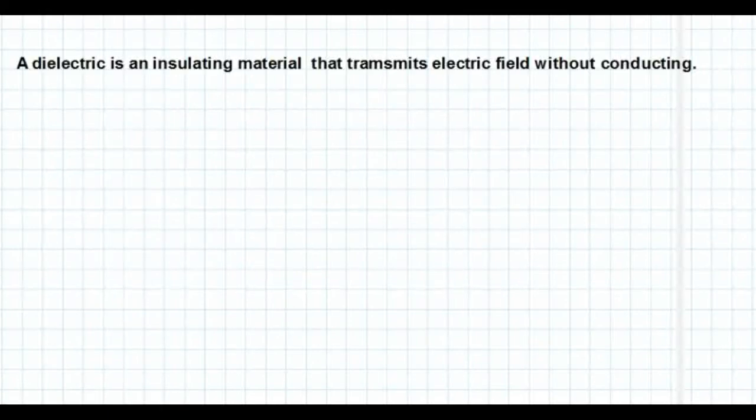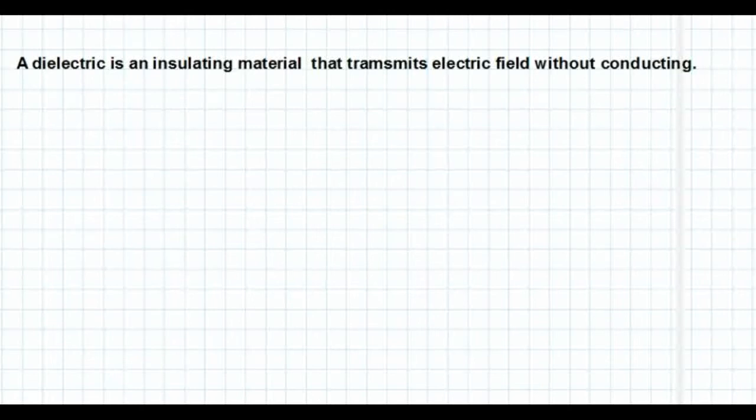As already told, a dielectric is an insulating material that transmits electric field without conducting. All of us know what an insulator is. An insulator will not allow the passage of electricity. So a dielectric is such an insulating material that transmits electric field without conducting. And the capacity of different dielectrics to allow the electric field to pass through will be different.